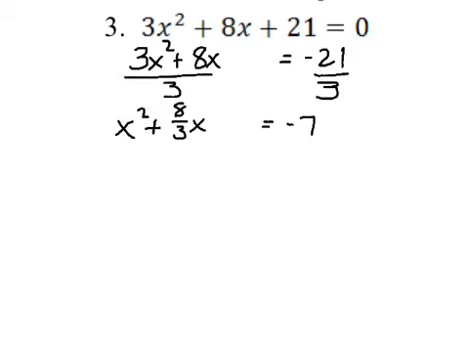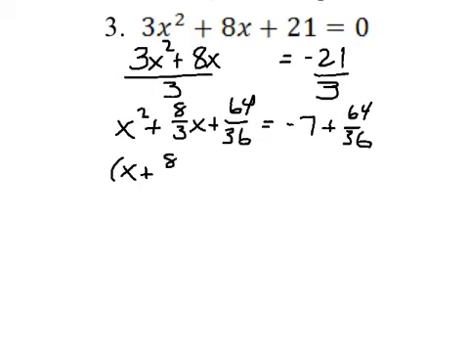What do you add in? Well, let's see, 8/3 divided by 2 is 8/6. Square it would be 64/36. So I have to add 64/36 over there. So if I factor, I get x plus 8/6, x plus 8/6.